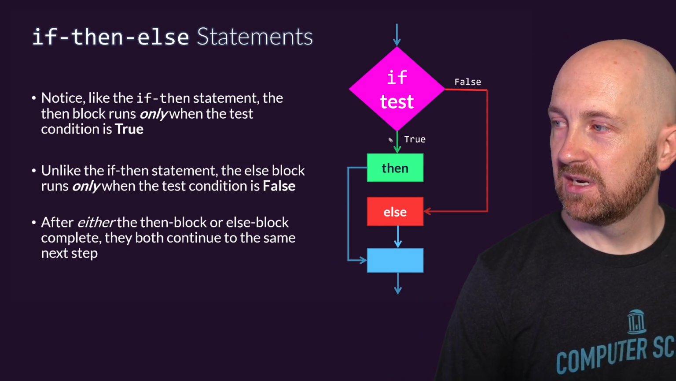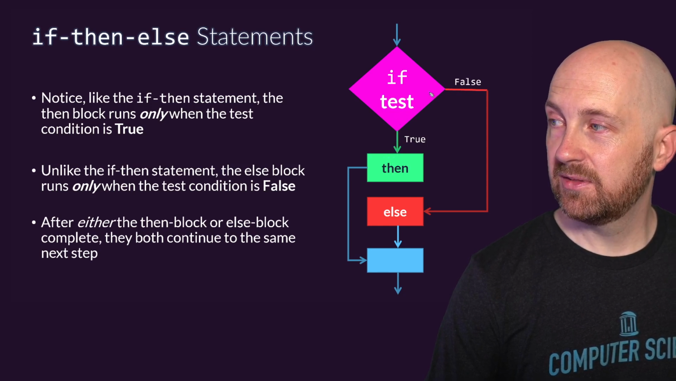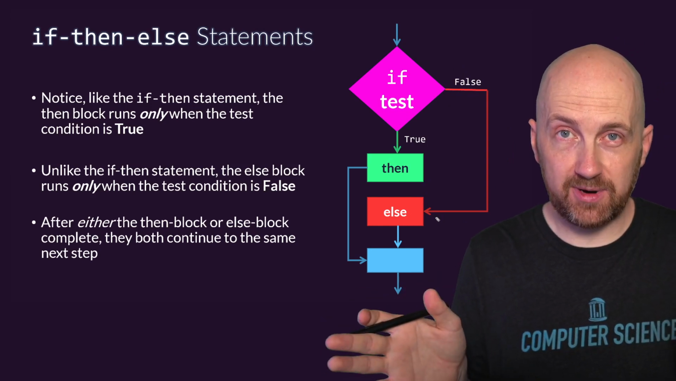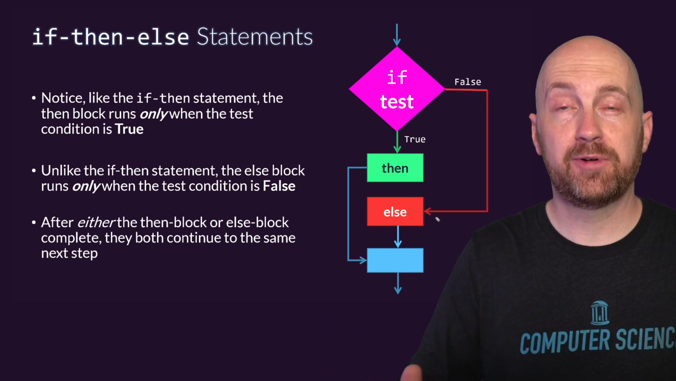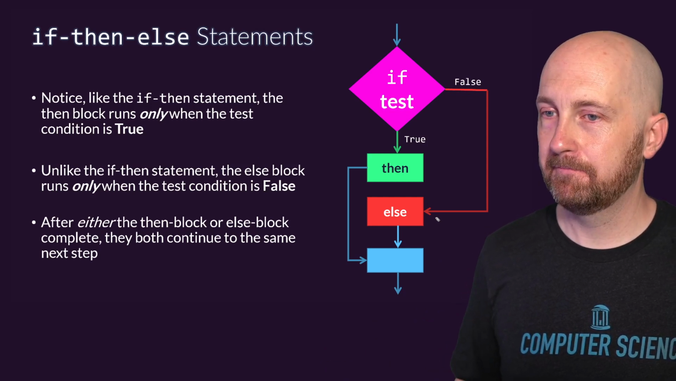So notice the only way to get to then is with true in your test. The only way to get to else is with false in that test. And these are two different directions that the control of our program will move in, depending on that conditional. All right.